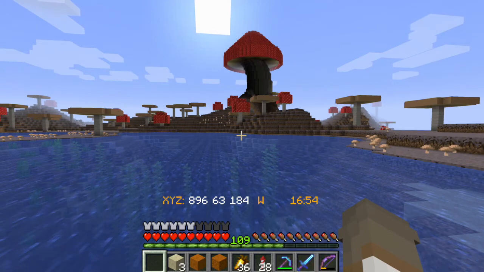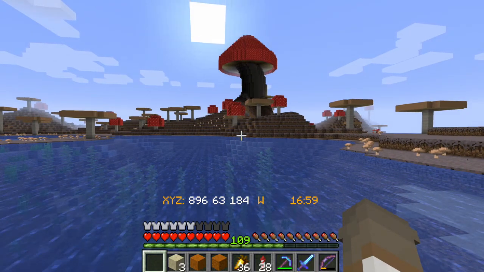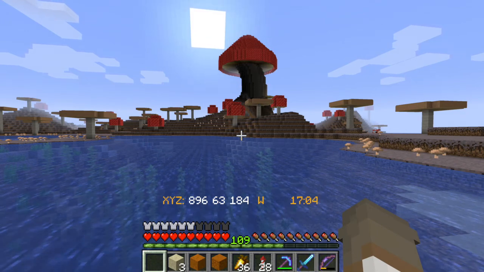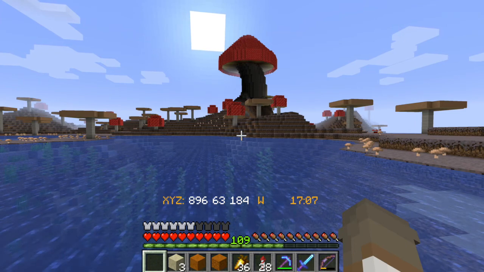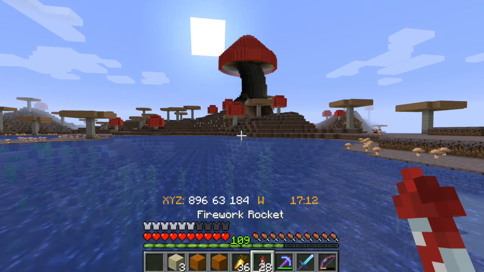I am going to leave you with a view of my base, which is a giant mushroom on a mushroom island. And since it is almost dark, I should get back to my spawn point before the phantoms start spawning.